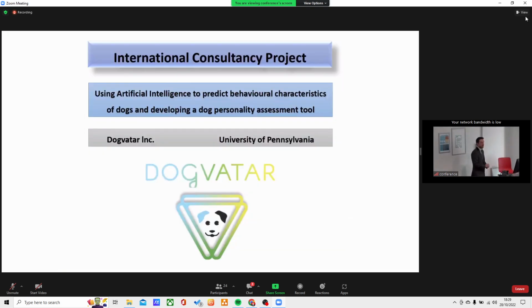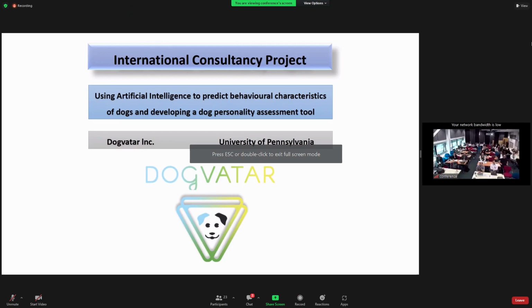this product. And the other one, which is again related to psychology but is a bit unique, and there can be an application in the smart cities as well, is a project that I'm doing with University of Pennsylvania and Dogvatar company, which is a startup in US in Florida. So in this project, for the first time, we know that AI has been used for psychological aspect of humans, but it hasn't been used for psychological aspect of animals.